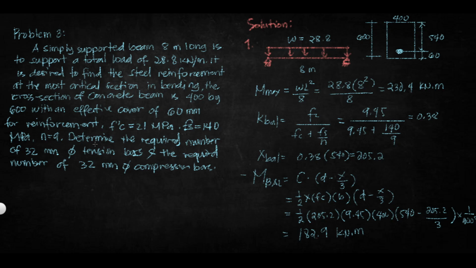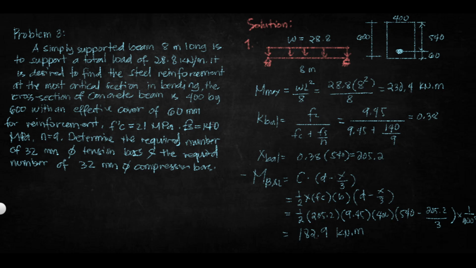So determine the required number of 32 mm diameter tension bars and the required number of 32 mm diameter compression bars. Right? So this is the problem. So ang tanong po dito na pa-require sa atin ay ilang 32 mm diameter ang kinakailangan natin sa tension side at ilan din yung 32 mm diameter na bar para sa compression side. Okay, so paano natin ito solve?